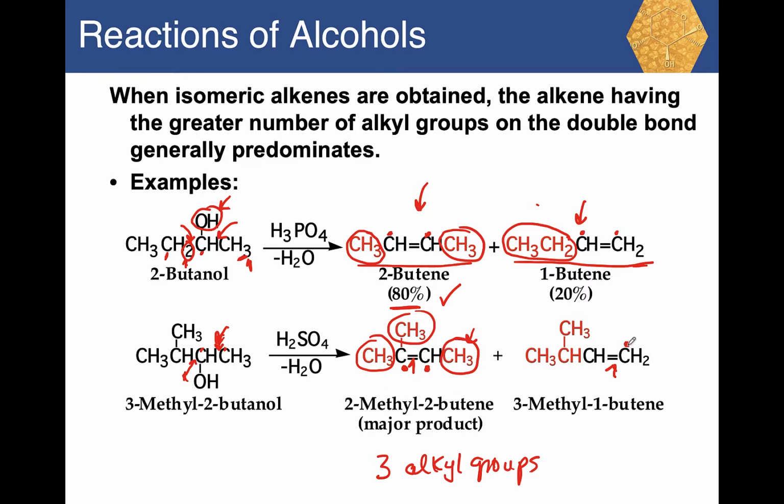Let's look at this one. Here's one carbon off the double bond, has no alkyl group. Here's the other carbon off the double bond, has one alkyl group here. Just one. So therefore, this is the major product.